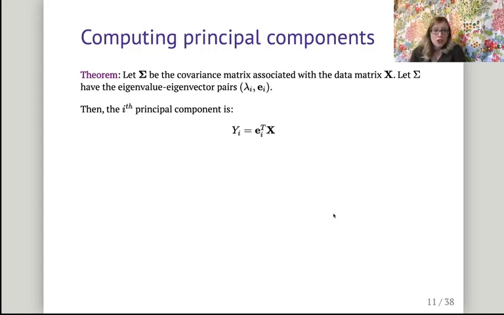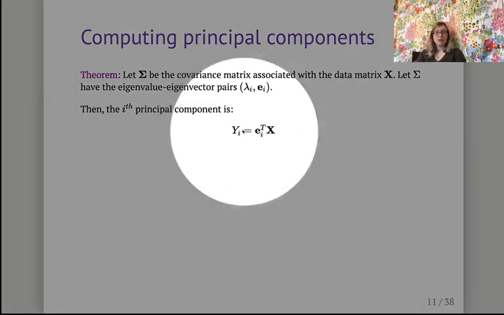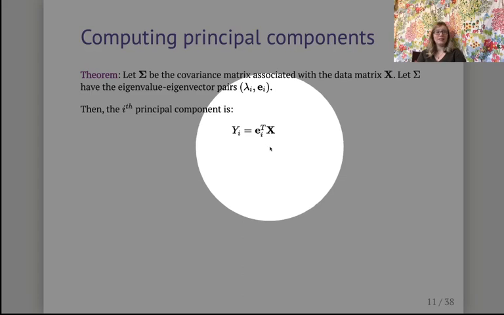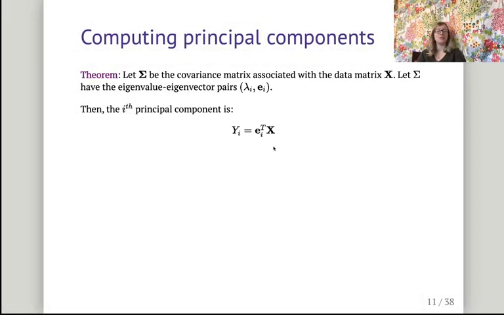Okay, so it turns out that if sigma, the covariance matrix, has the following eigenvalue-eigenvector pairs, where we use lambda to indicate the eigenvalues and e to indicate the eigenvectors, then each principal component turns out to just be the eigenvector times the data. So the first principal component uses the first eigenvector transposed. The second principal component uses the second eigenvector transposed, and so on. So these eigenvalues and eigenvectors are incredibly useful for calculating principal components.